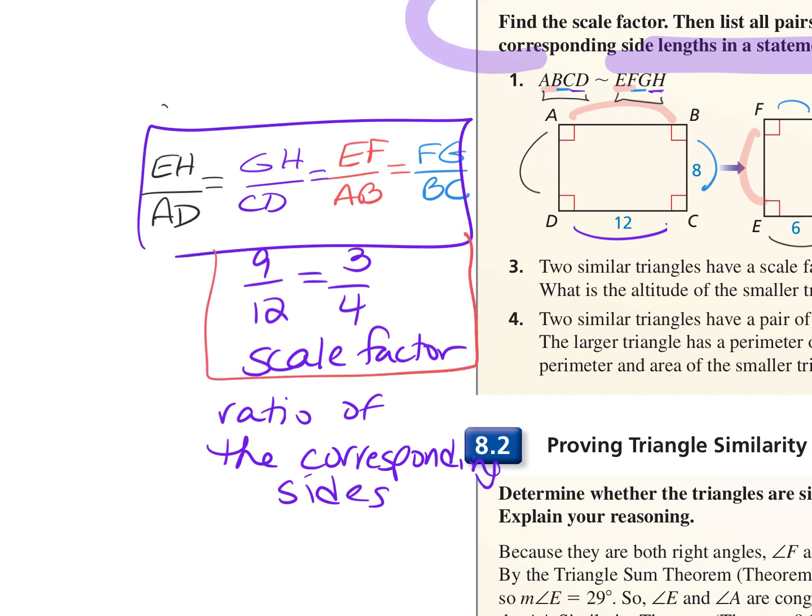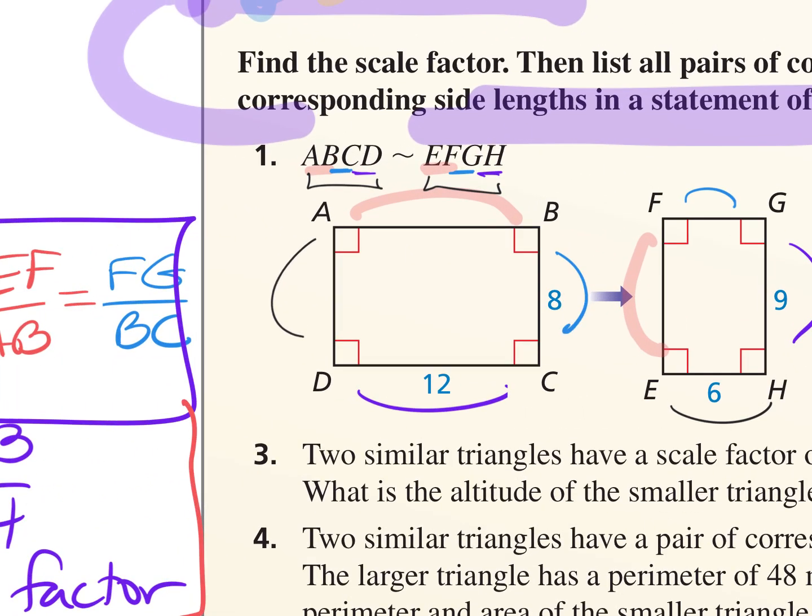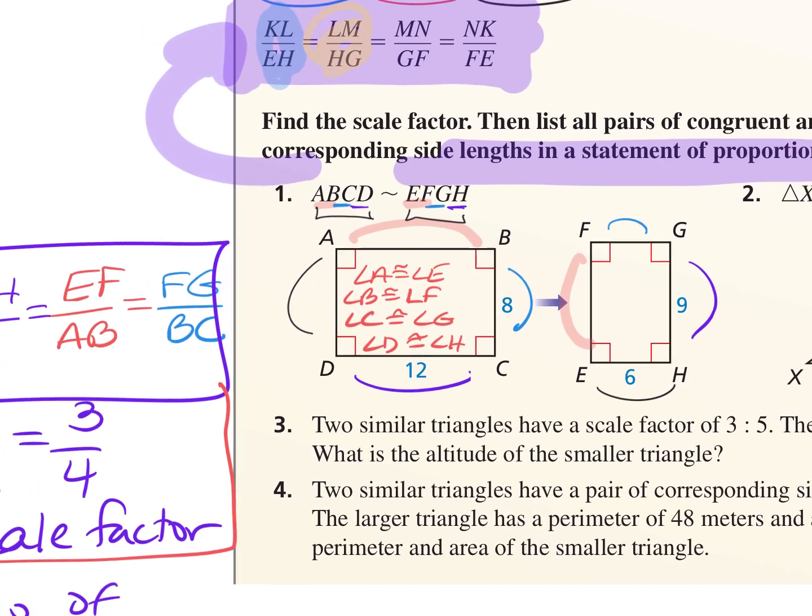And then it also wanted me to list all the congruent angle pairs. And this is where I can use my similarity statement. So I could match the first letter, A and E. So A is congruent to E. Then B, the second letter, is congruent to F. The third letter, C, is congruent to G. And then D is congruent to H. So these would be all of the congruent angles.